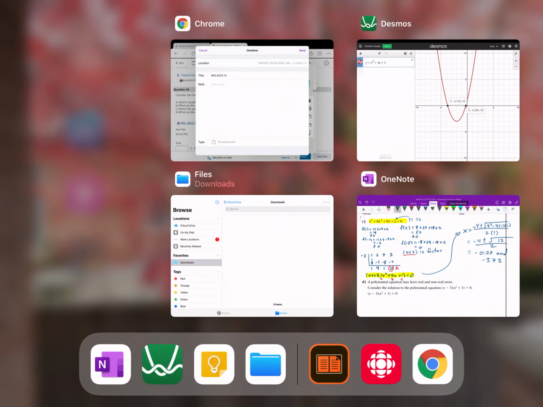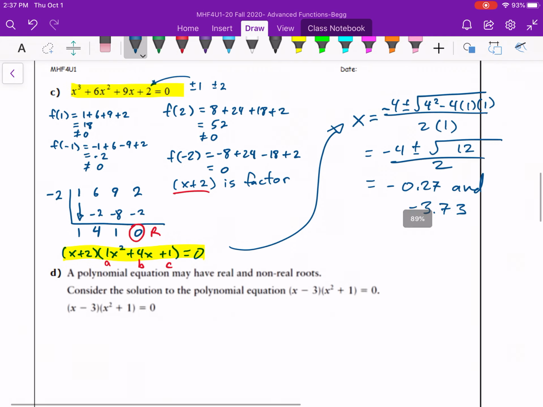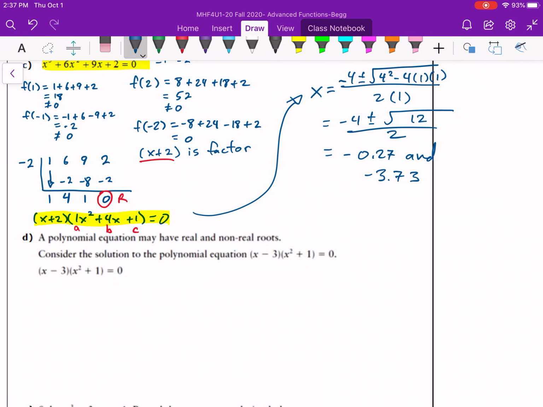But again, if we can't go to Desmos, we still have the quadratic formula. So the solutions are this one, and then x equals negative 2 from when we used the factor theorem.